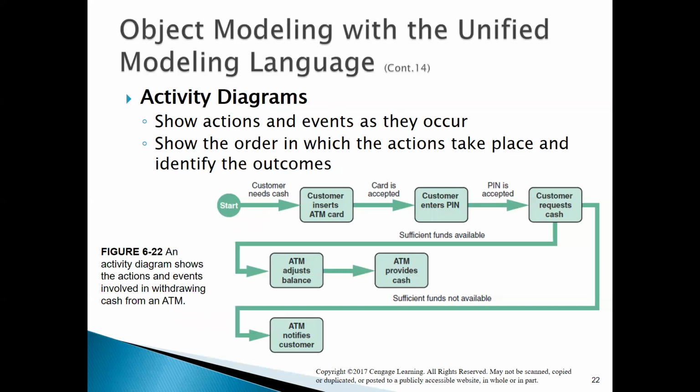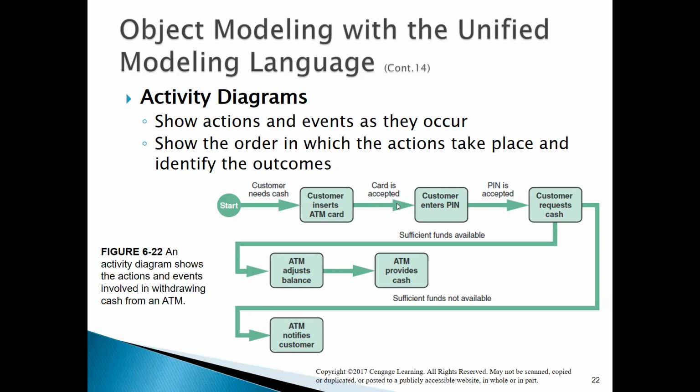Now, activity diagrams. Activity diagrams show actions and events as they occur. They show the order in which the actions take place and identify the outcomes. Like the first point says, it shows actions as the event occurs. For example, the object is customer inserts an ATM card. You will have to display the activity, this is the very first activity. The customer needed cash, so the customer inserts the ATM card.